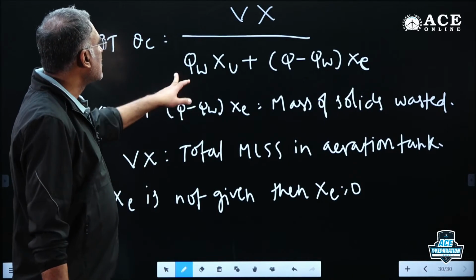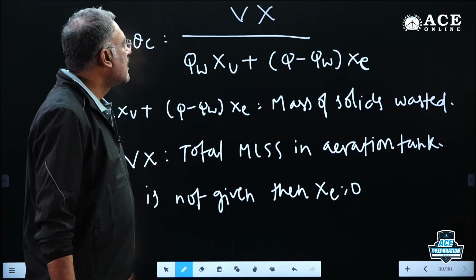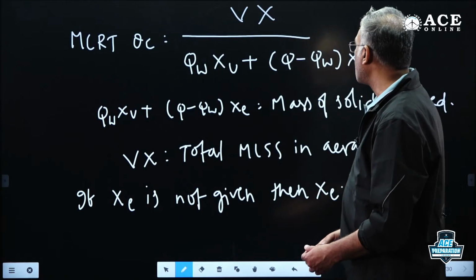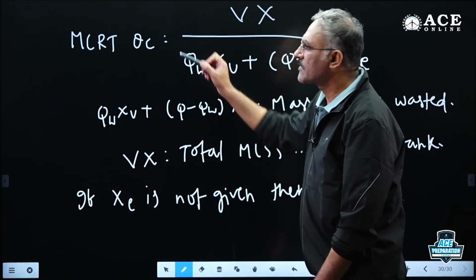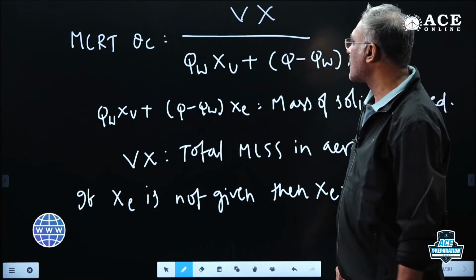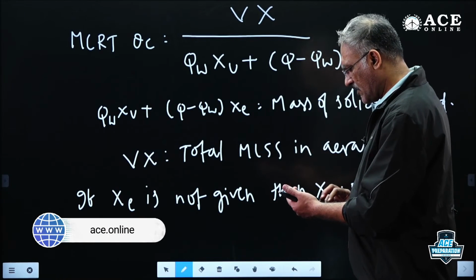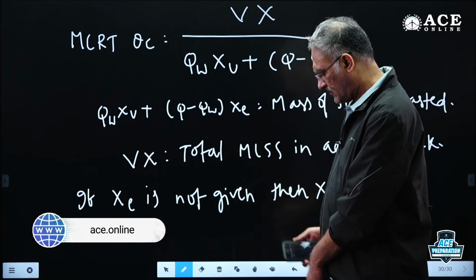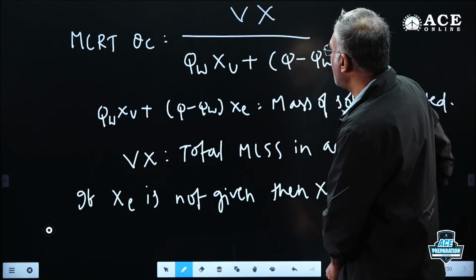Sometimes they will ask volume of solids wasted or mass of solids wasted. Volume of solids wasted is nothing but QW only. Mass of solids wasted is QW into XE.